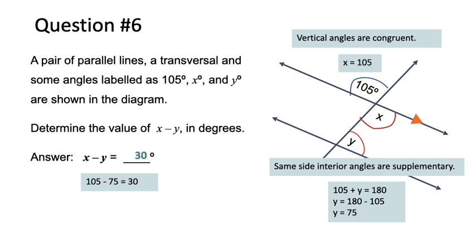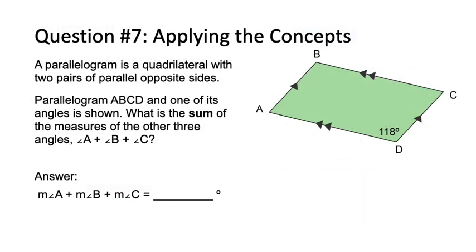Okay, the next question is a parallelogram, which is a quadrilateral with two pairs of parallel opposite sides. Parallelogram ABCD, and one of its angles is shown. What is the sum of the measures of the other three angles, angle A plus B plus C?